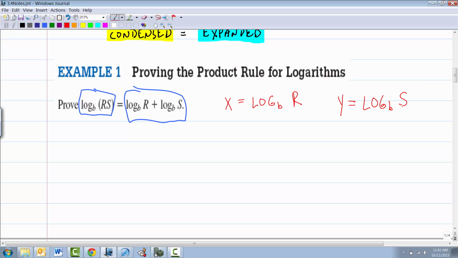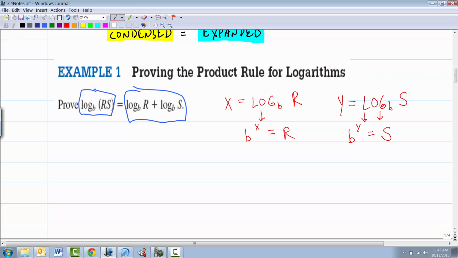Now, the first bridge between a logarithm and an exponent is changing the log to an exponent. So change each one of these to an exponent. How does that happen? What's the base, everybody? B. What's the exponent, everybody? X. And what's the answer? So now we're going to turn that logarithm to an exponent and do some exponent stuff. So then this one obviously becomes b to the y equals s.